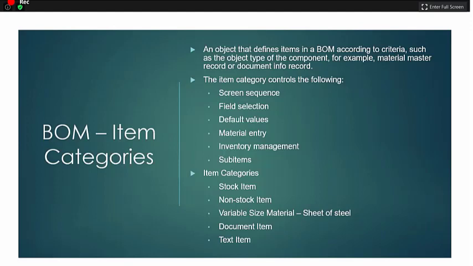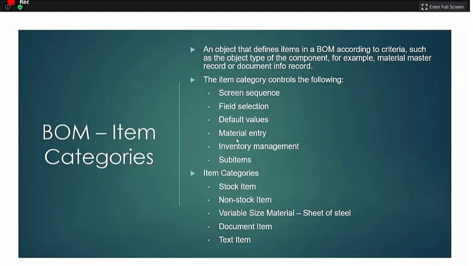So this item category will have an influence on the SAP program, on the screen sequence. Meaning the screens change depending on the item that you put here. Item category influences the field selection, and what are the fields that you will display? What are the default values? Maybe, for example, for stock the unit of measure is each piece. For a service, you don't have that, and so on.